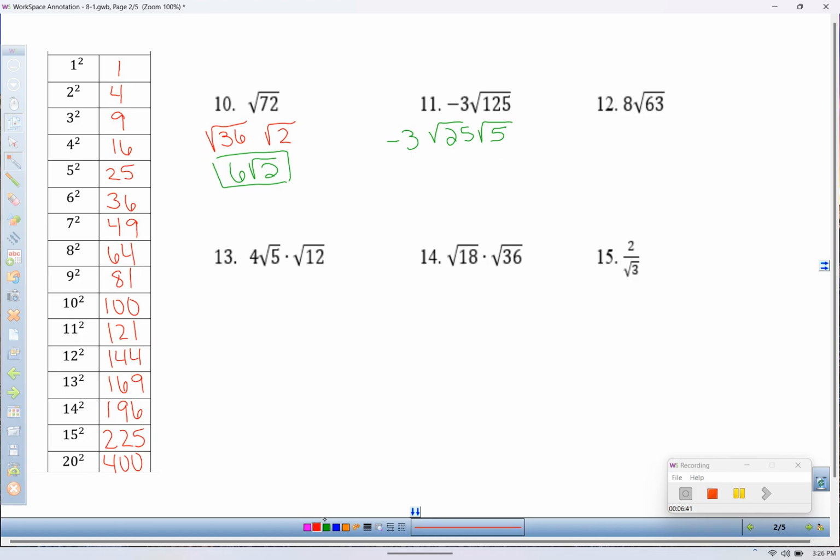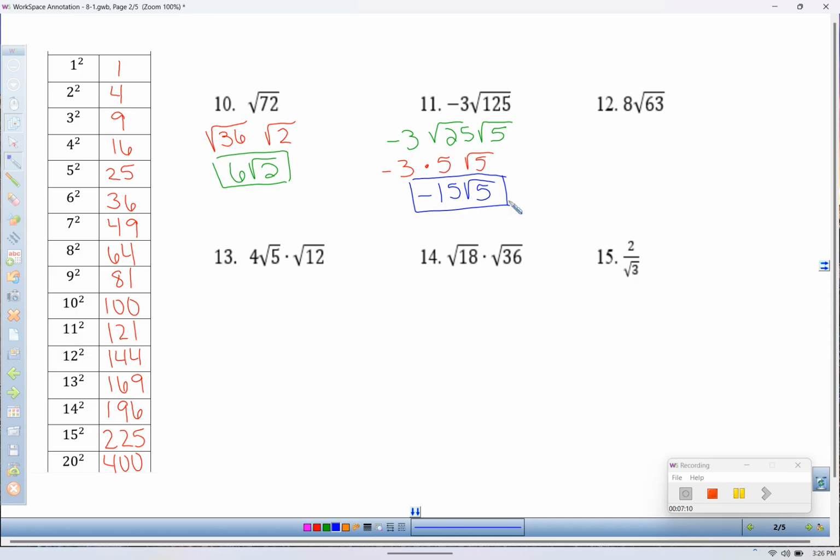Okay, so now I have a little bit more simplifying to do. My negative 3 is still coming down for the ride. The square root of 25 is 5, so these are times. If this is on the outside of it, it's this times this. So this is still this times this. And I cannot reduce the square root of 5 anymore. Okay, still not done simplifying. Negative 3 times 5 is negative 15. I'm just going to go ahead and bring down that radical 5. And this is my answer.